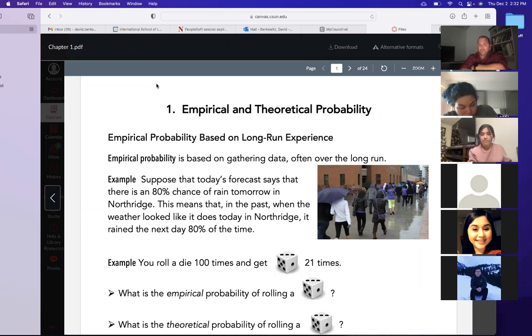This is where we started the semester. Empirical and theoretical probability is the difference between experiment-based likelihoods versus theoretical likelihoods. If I flip a coin and I say, what's the likelihood of getting a heads? You say, oh, 50%. That's theoretical because you didn't do any experiments to get that. That's just logic. That's just the way life is.